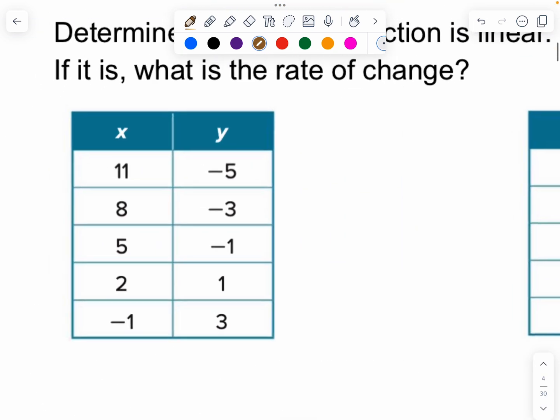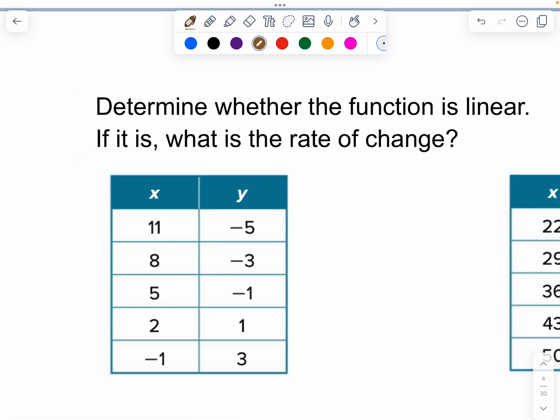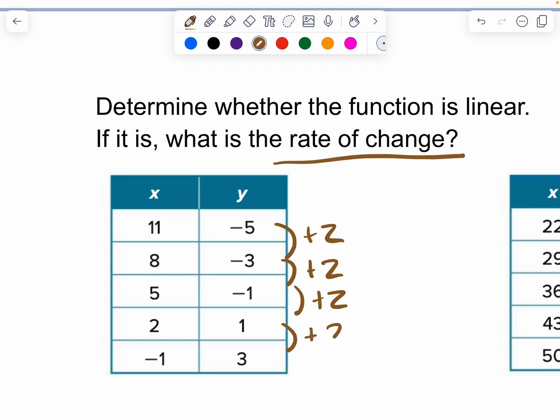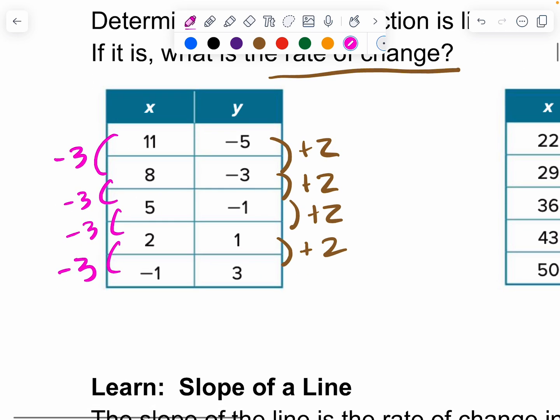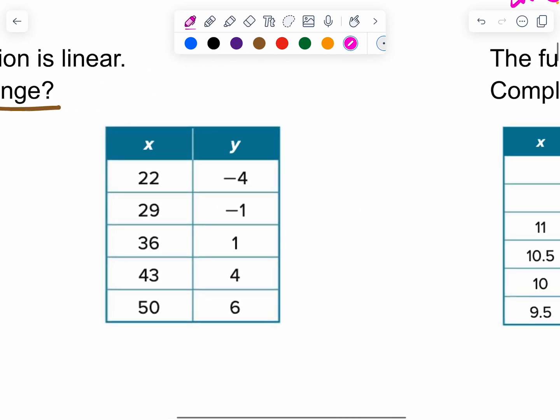Okay, is this linear? Well, that means the rate of the change is the same. So this went up by 2, up by 2, up by 2, up by 2. Awesome, but we have to look at the x's also. This went down by 3, down by 3, down by 3, down by 3. So each one of these would be 2 over negative 3. So yes, it is linear.